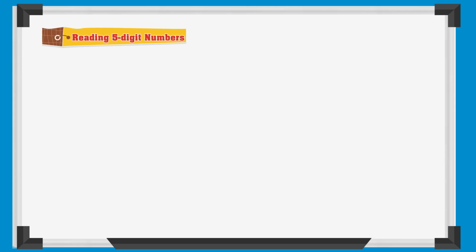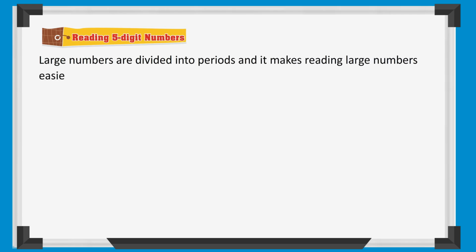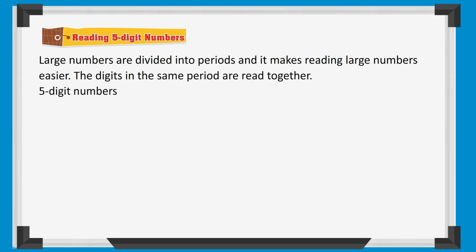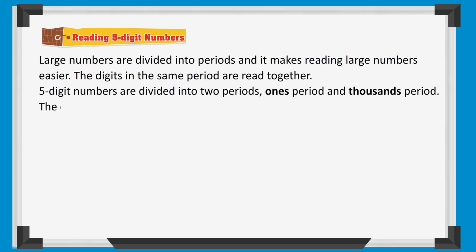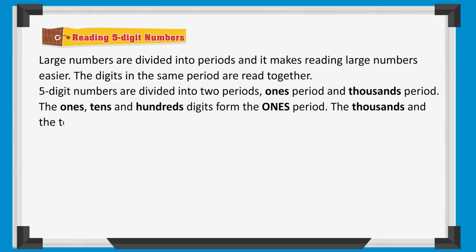Reading 5-digit numbers. Large numbers are divided into periods, and it makes reading large numbers easier. The digits in the same period are read together. 5-digit numbers are divided into 2 periods, ones period and thousands period. The ones, tens and hundreds digits form the ones period. The thousands and the 10,000s digits form the thousands period.